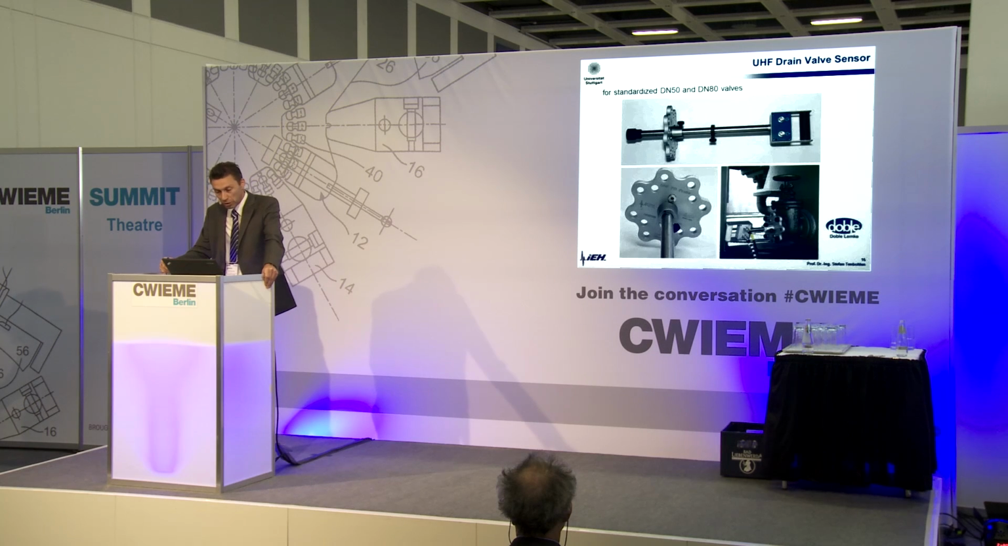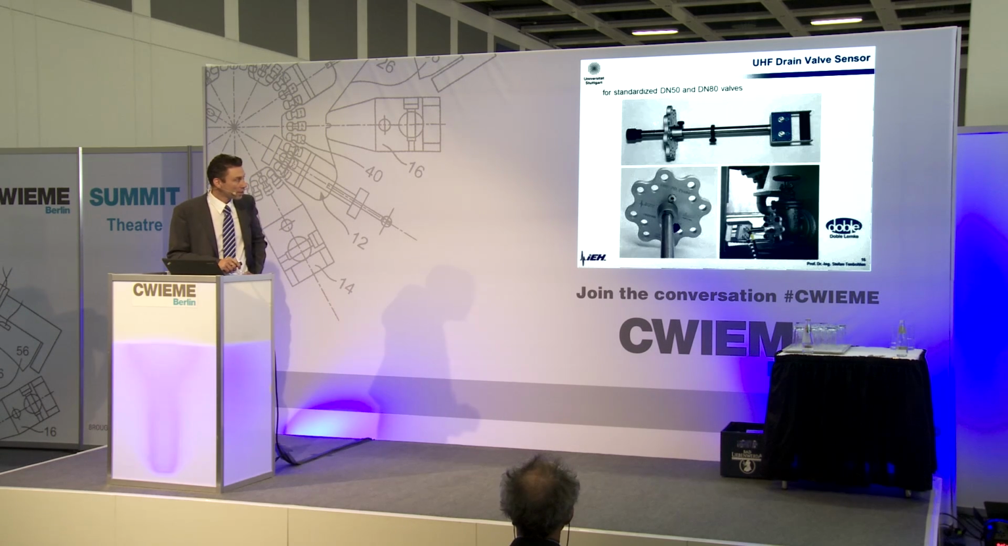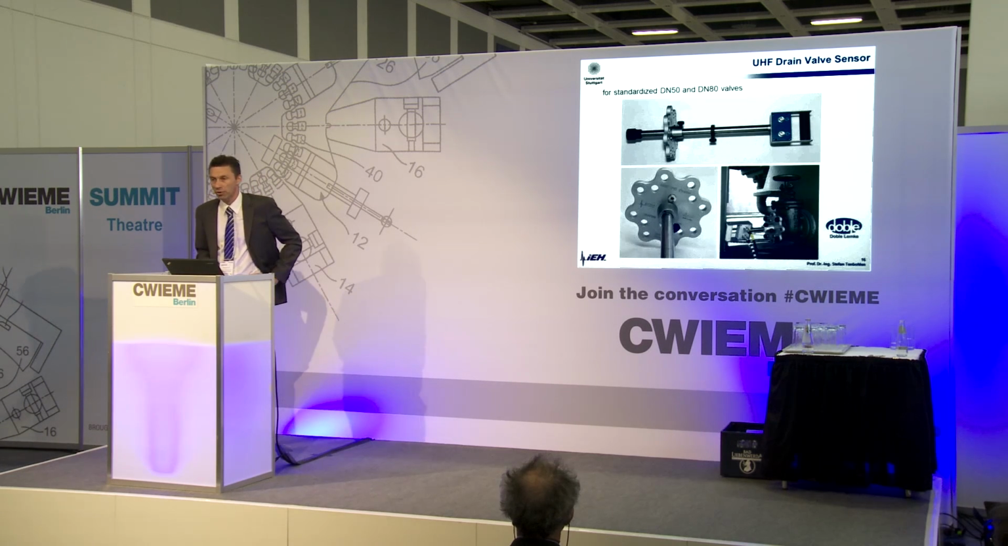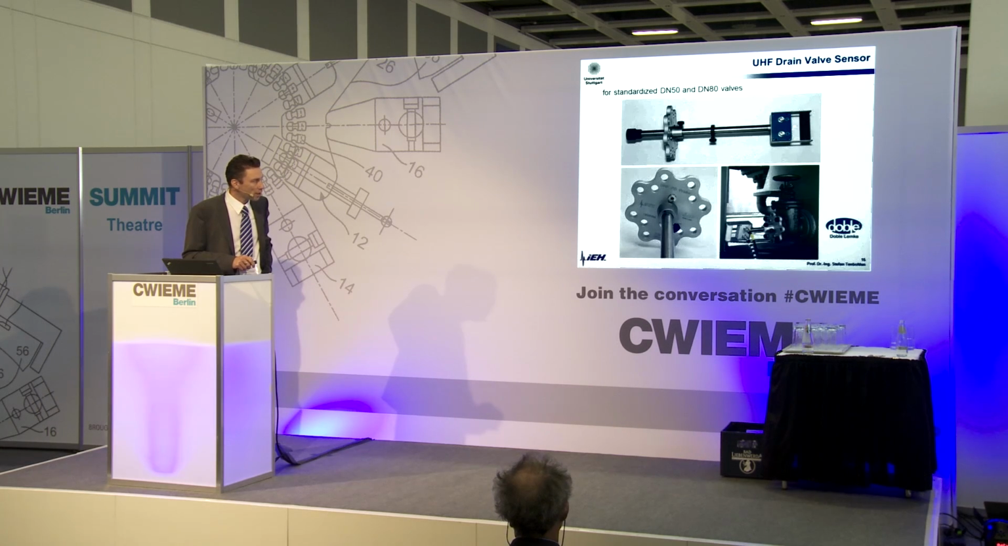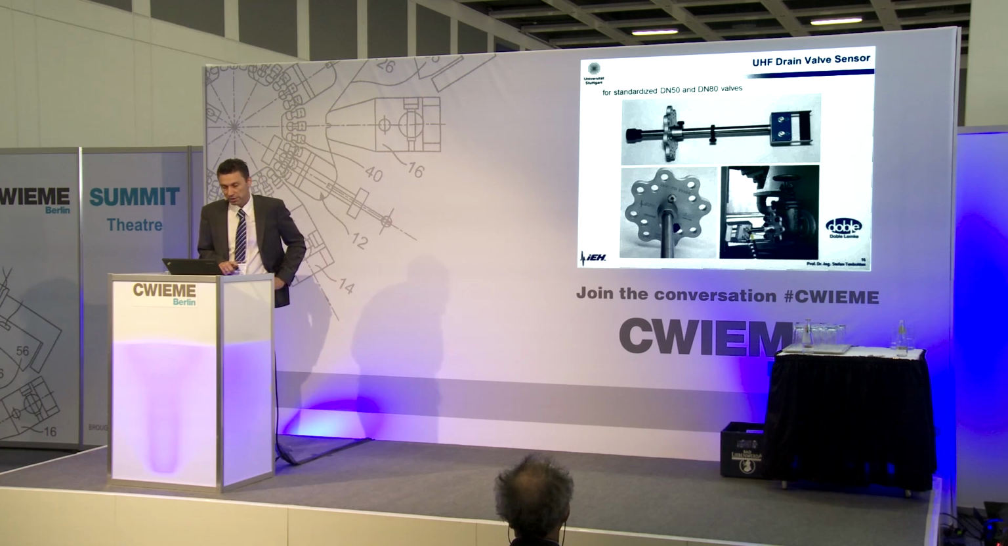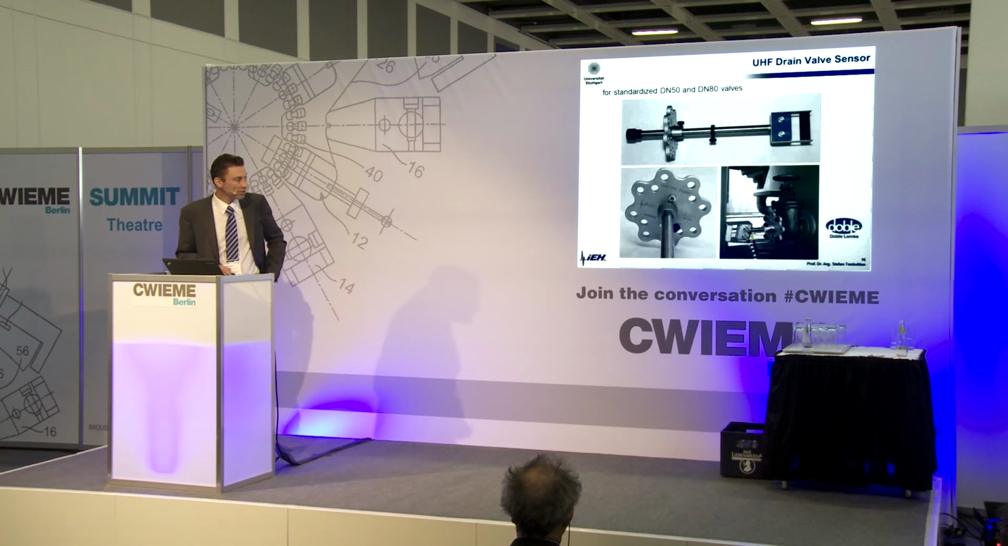How does such a UHF sensor look? There are two types. This is a drain valve sensor. You can connect this sensor to an oil drain valve. You normally have at a transformer several of these valves, at least one, in order to remove the oil from the transformer tank. So you can connect this probe here, then you open the valve, and then you can push the antenna inside the transformer tank. This is a sensor for standardized DN50 and DN80 valves.